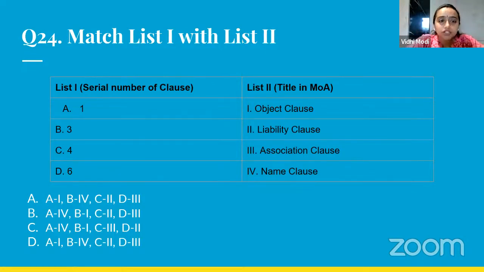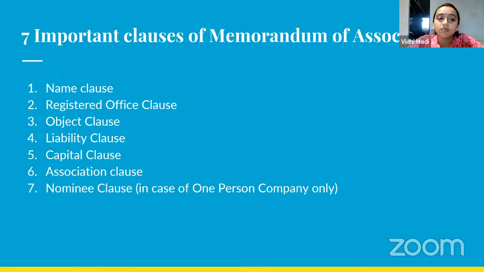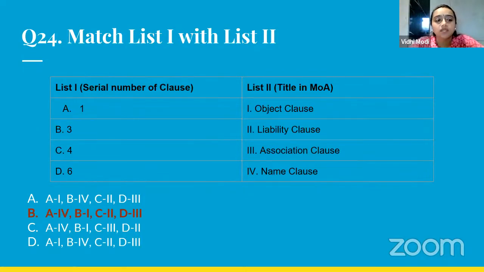Moving ahead, match the following, match list 1 with list 2. We have the serial number of clause and we have title in MOA. MOA stands for Memorandum of Association. So again, here we need to learn by heart what is what. We need to see the clauses. What are the seven important clauses? Name clause, registered office clause, object clause, liability clause, capital clause, association clause, and nominee clause. That is only the case of one person company. Okay, so name clause, registered office, object clause, liability clause, capital clause, and association clause. So considering this, we have the right answer as option B. Okay, option B.